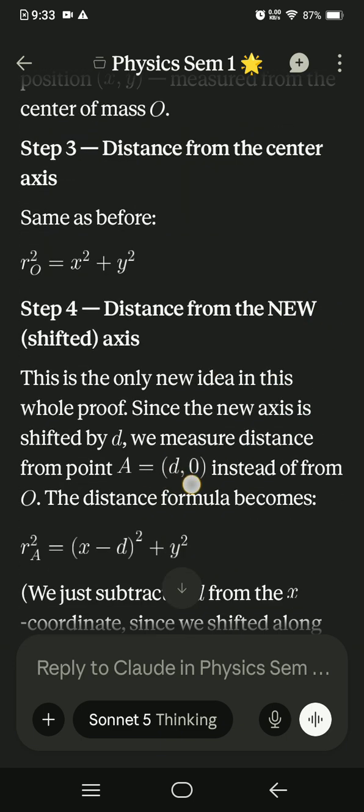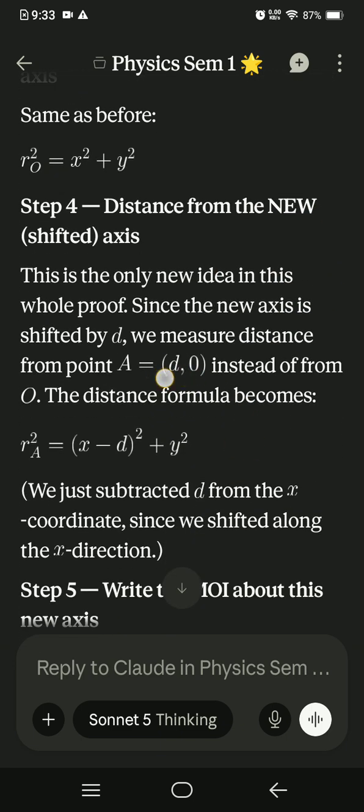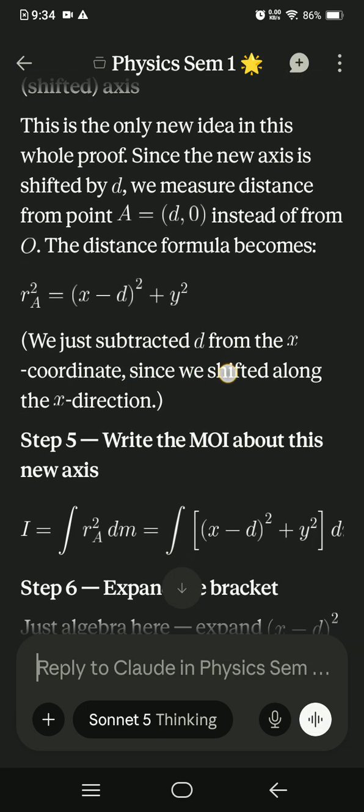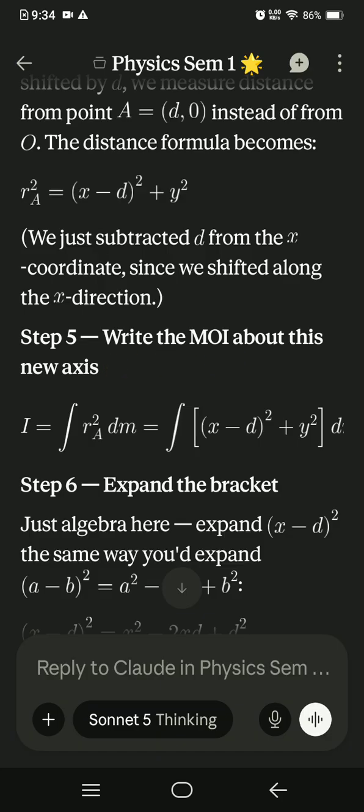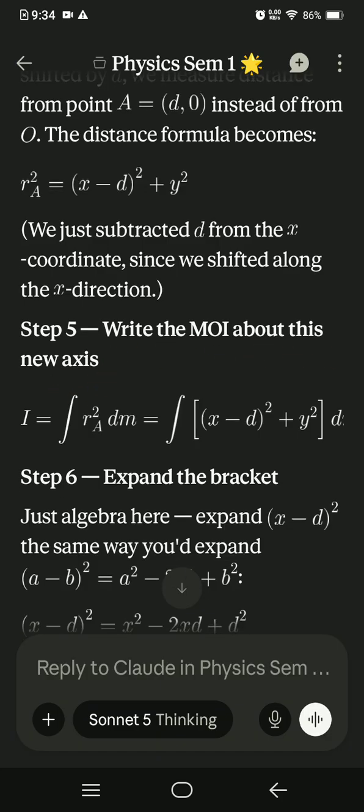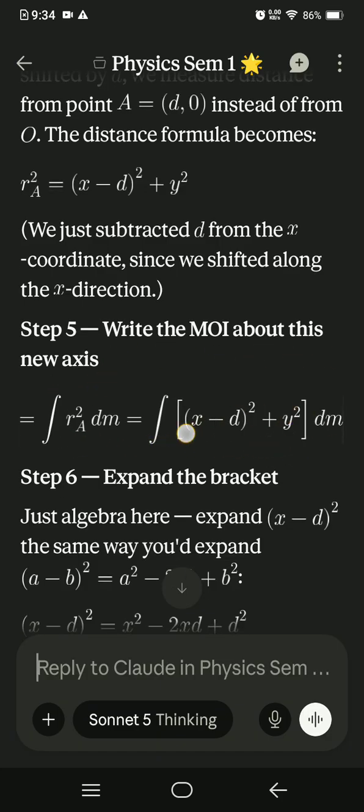Because our x is already offset by d, to neutralize it we subtract d again, and then we have the new distance formula. We just subtracted d from the x coordinate since we shifted along the x direction. Write the MOI about this new axis. So the MOI about this new axis equals this.